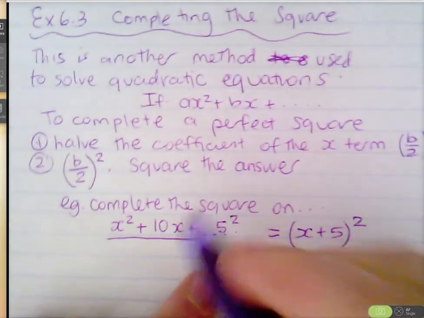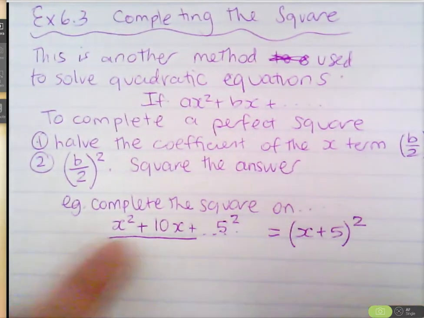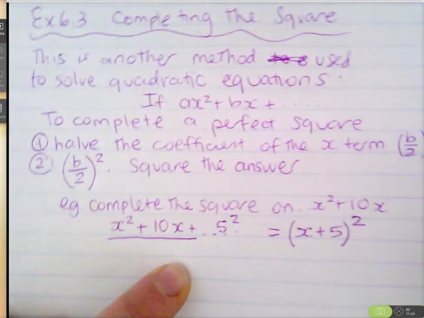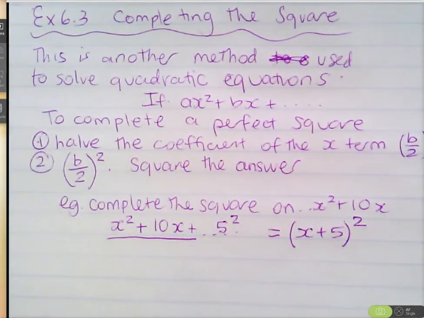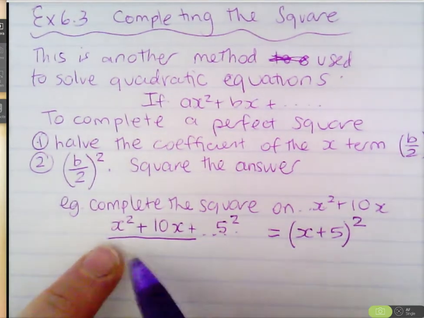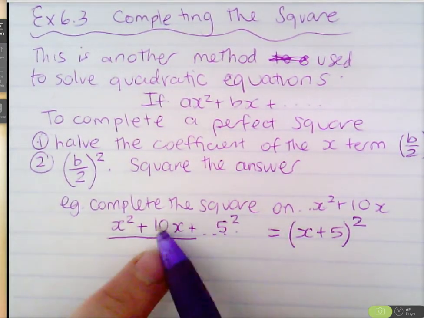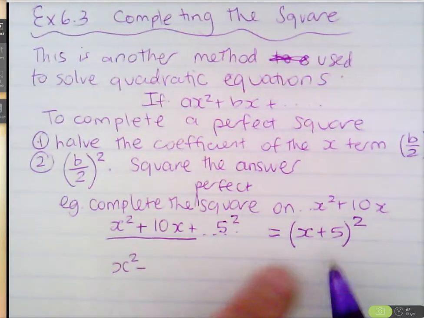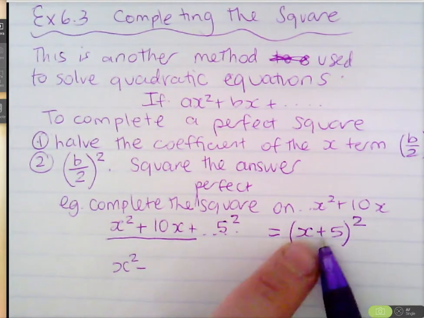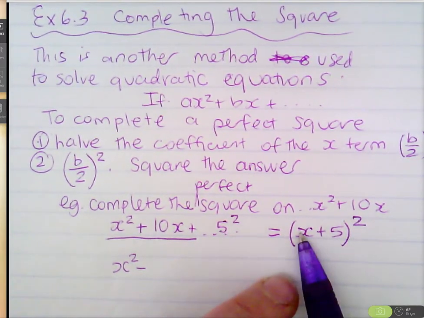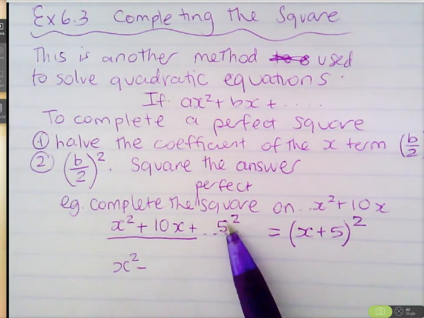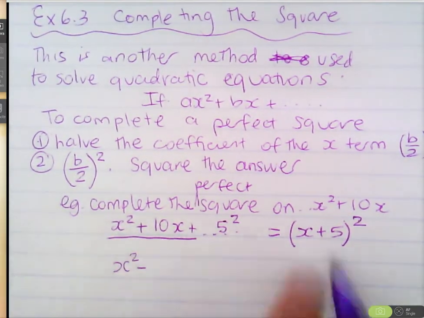So I started with x squared plus 10x. The question is to complete the square on x squared plus 10x. I halve the 10, which is 5, answer. If we want to expand this, we get x squared plus 2 times 5 times x, which is plus 10x, plus 5 squared, and that's that. So that is now a completed perfect square.